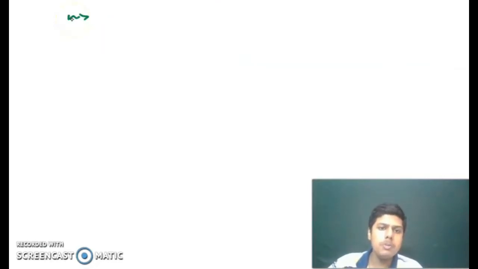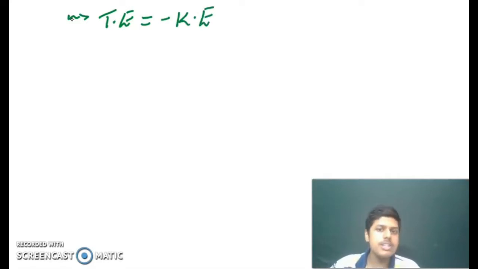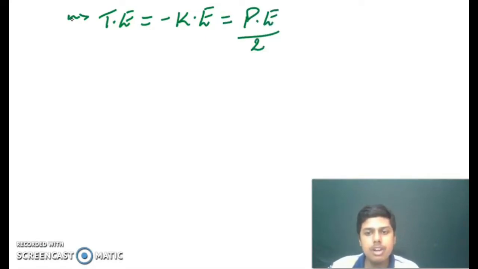Now many of you must be knowing that the total energy is equal to the negative of kinetic energy. Similar is there in the formula. Total energy is equal to negative of kinetic energy, and also it is equal to potential energy divided by 2. This is the relation. Now, let us start the formulas considering the motion of nucleus.